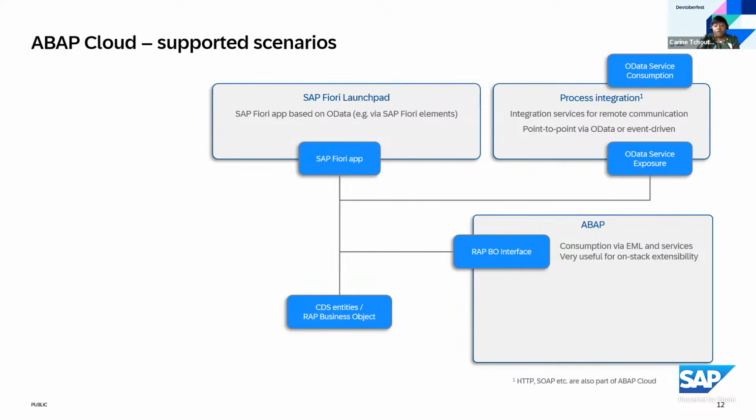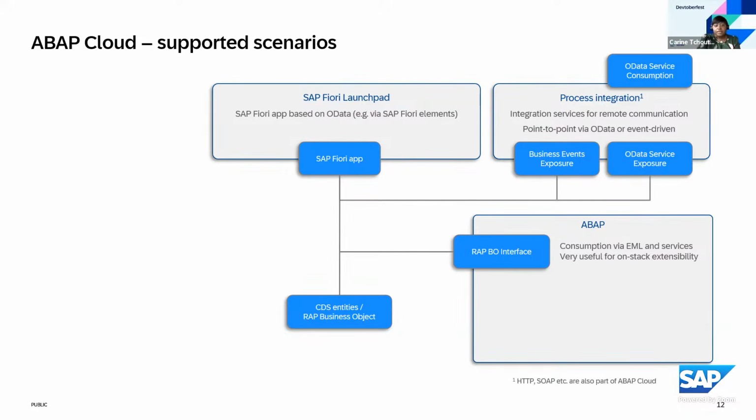So whenever there is a new application, you will find also such released RAP business object interfaces, and you can consume them directly using the entity manipulation language within an application that is built with RAP or also outside of RAP. So it gives also the possibility to consume such BOs directly via APIs and not just by using OData services.